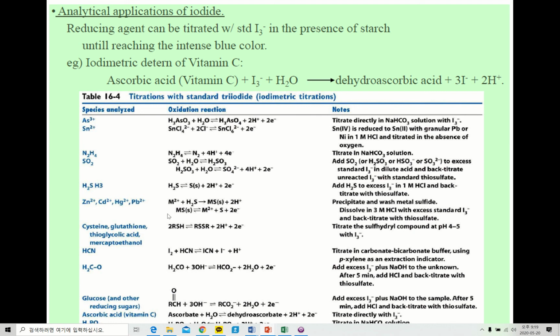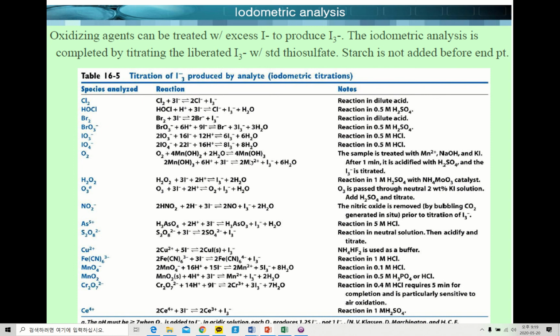You take a look at this one. So iodimetry is a very versatile method to determine these species. In the meantime, iodometry is also widely used. As I mentioned, in iodometry you first have to produce iodine from iodide by oxidizing iodide by other means, and then the produced iodine or triiodide is determined by a standard reducing agent like thiosulfate.